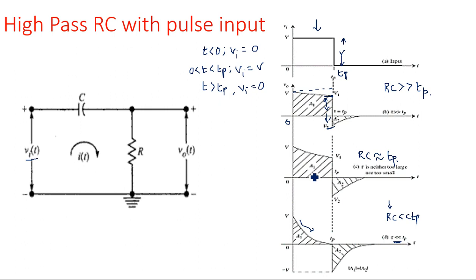Now let us see what the output voltage equation could be for this type of pulse input applied to the high pass RC circuit. Okay, now what is the shape here? If you see here, it is exponentially decreasing. We know the expression for an exponentially increasing signal, and we know the expression for an exponentially decreasing signal. I will write both of them here.